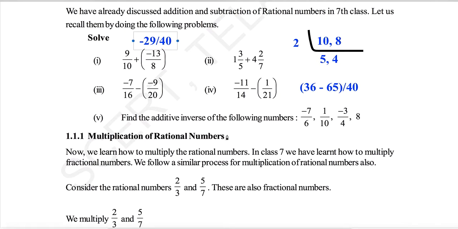Find the additive inverse of the following numbers: 7 by 6, minus 1 by 10, 3 by 4, minus 8. Additive inverse means if you add that number to this number, the result should be 0.